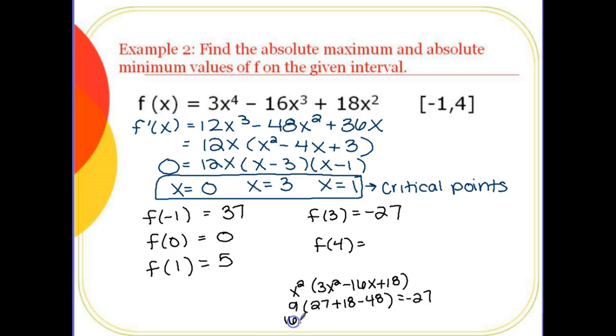Then that's 16. 16 times 3 is 48. 16 times 4 is 64. 58. 58 plus 8. 66 minus 2, 30. No calculator necessary.